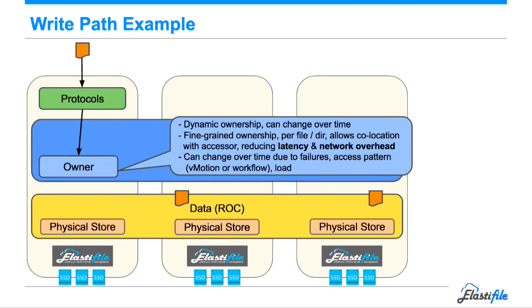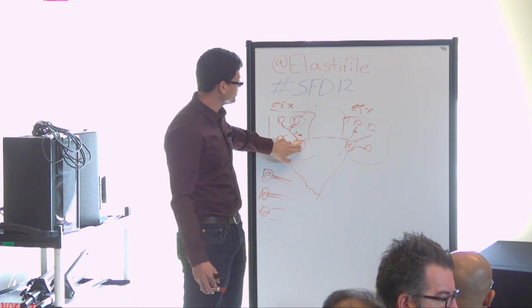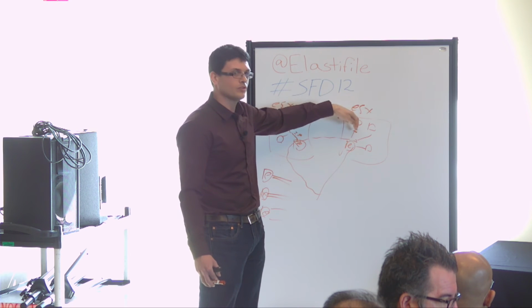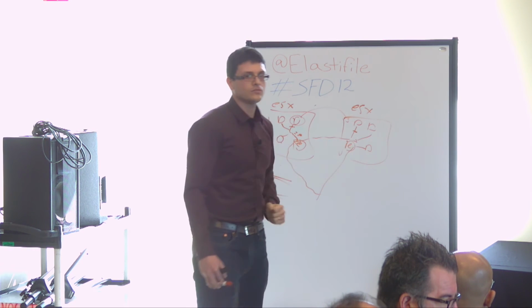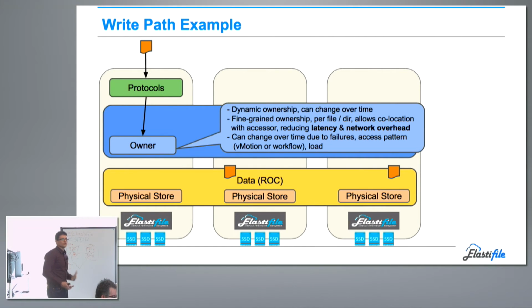And the things that can cause ownership to move are, first, failures. So if this node fails, someone else needs to be the owner of the files it was owning. Second, access pattern. This can happen just because of a vMotion. When this node had a VMDK, it was accessing it through here, so the owner would be here. We moved the VM here. Now it's accessing the VMDK through a different node, so we'll move the ownership to that node. And third, workloads of a workflow where one client is creating the file and then another machine is consuming that file.